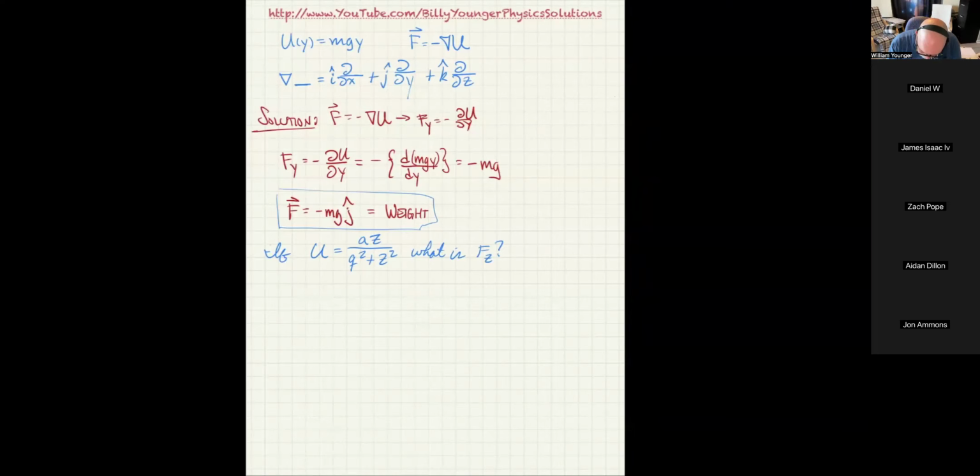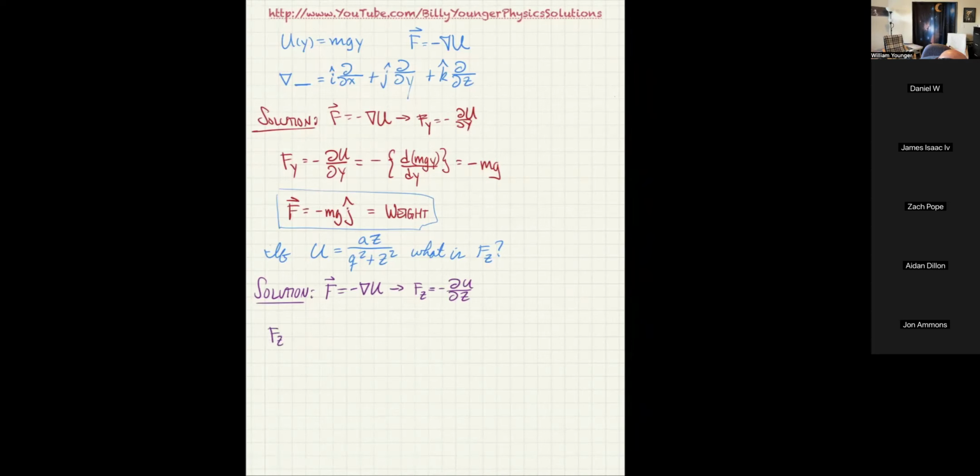Okay. We know that according to that theorem that we were talking about at the beginning of class, we know that, and I'm going to do a different color now. We know that F is equal to the negative gradient of the potential energy. We've been given a potential energy function here, A times Z over Q squared plus Z squared. So if I want the Z component of it, I know the Z component is equal to the negative partial of U with respect to Z. So I'm going to calculate that now.